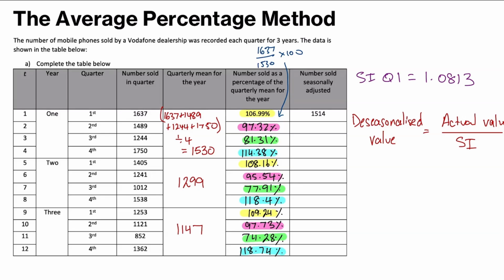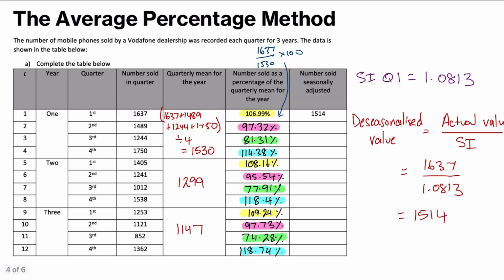What this is going to do is reduce above average sale figures down and increase below average sale figures up. For the first quarter of year 1, the actual number of phones sold was 1,637. The seasonal index for quarter 1 is 1.0813. To deseasonalize the actual number of sales in Q1 of year 1, divide these two numbers and I get a seasonally adjusted figure of 1,514 phones sold that you can see here.